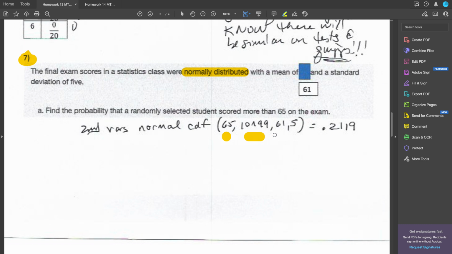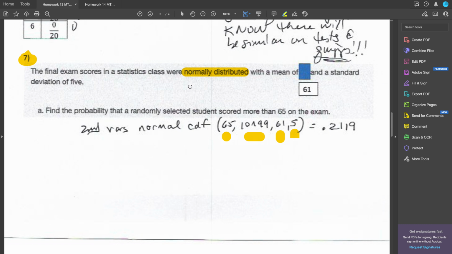The highest number the calculator will calculate. Then it's the mean, which is 65, and the standard deviation, which is 5. So then you just go in your calculator and you type in second VARS, normal CDF. You put in your lowest score, in this case 65, your highest score, 10 to the 99th power, 61 is the mean, 5 is the standard deviation. And you just hit enter a couple of times, it'll come back with 0.2119.